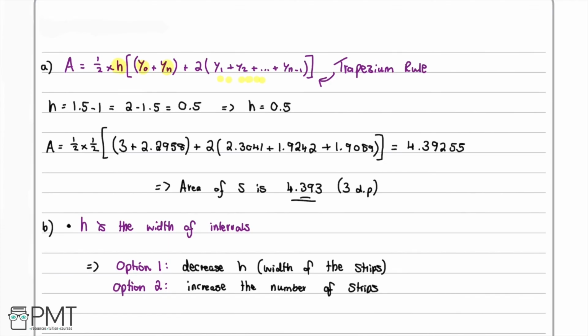Then taking a look at part B, we were just given 1 mark for having the correct conclusion. I've included 2 options here, but to receive the mark you only had to include 1.